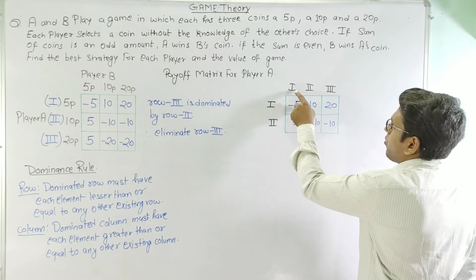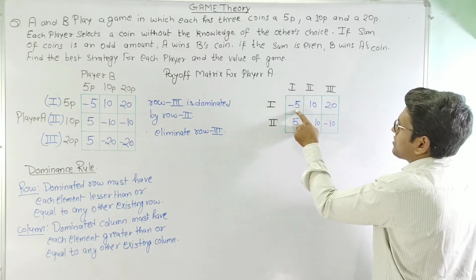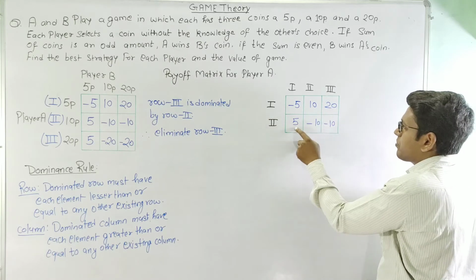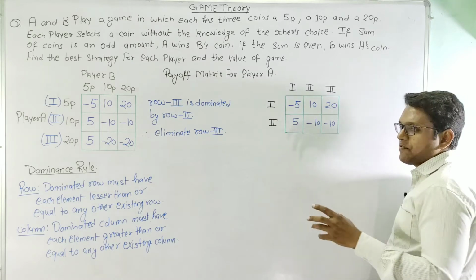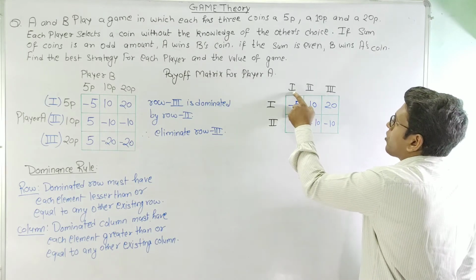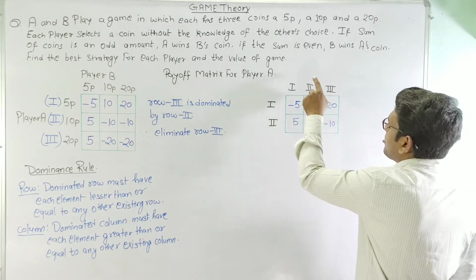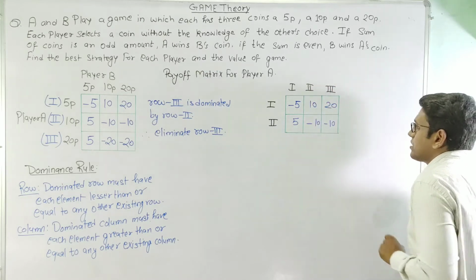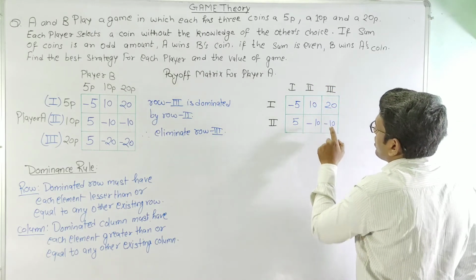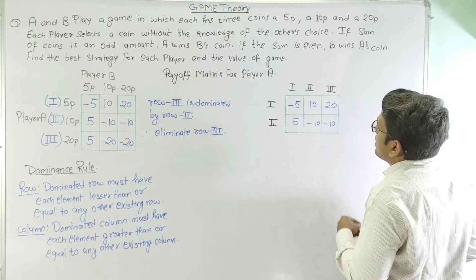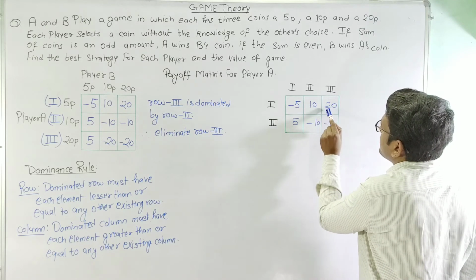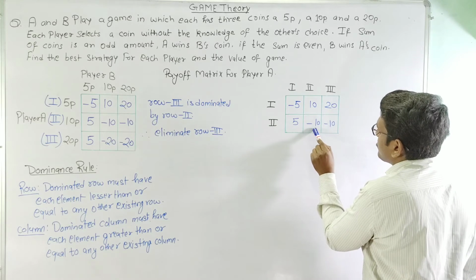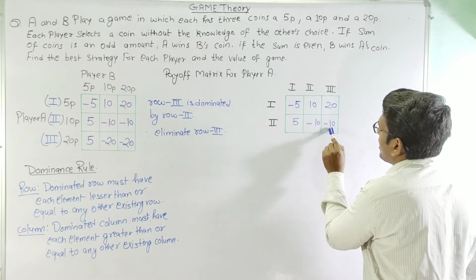Now let us compare 1 with 3. This is minus 5, this is plus 20, this is plus 5, this is minus 10. So here also we do not find any dominance between column 1 and column 3. Now let us compare column 2 and column 3. Comparing column 2 and column 3, we can see that this is 10 and this is 20. That means 20 is greater, and this is minus 10 and minus 10, both are equal.